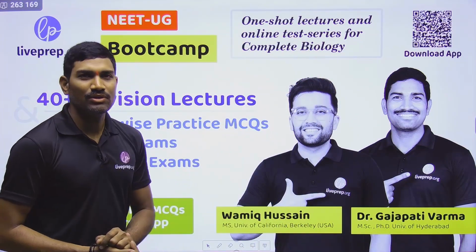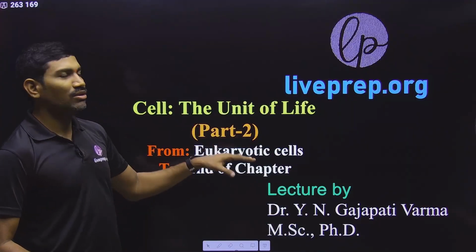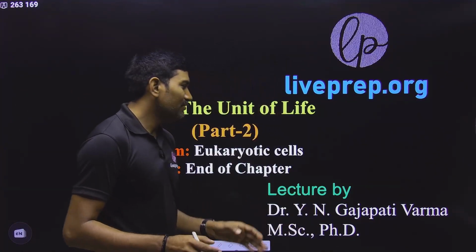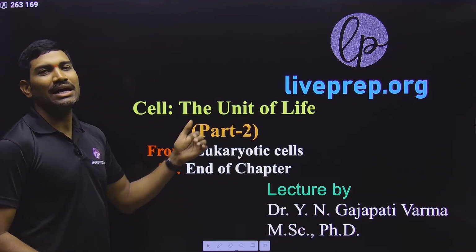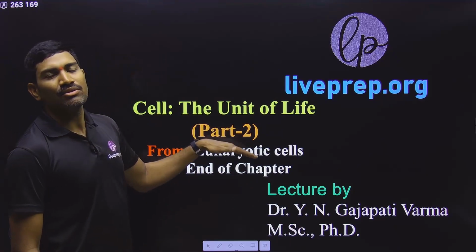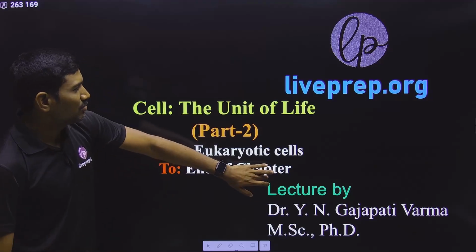And now let us quickly go with this revision lecture. In the previous lecture, we studied part 1 of The Cell: The Unit of Life. Clear? There we studied from the beginning of the chapter until the prokaryotic cells. So now in this lecture we will complete from eukaryotic cells till the end of the chapter. Clear? Now let us quickly go with the lecture.